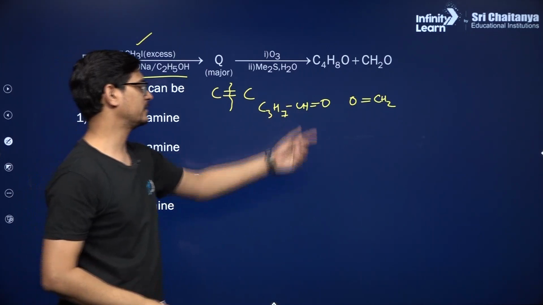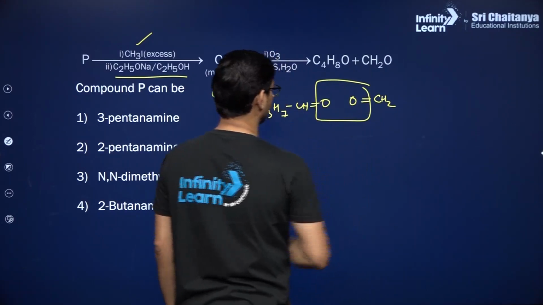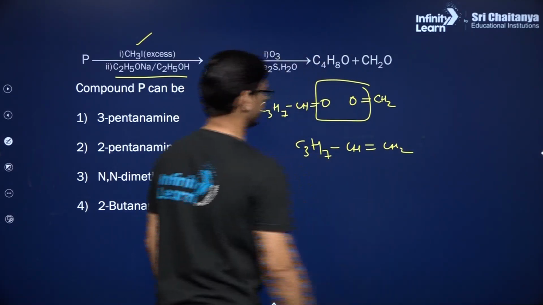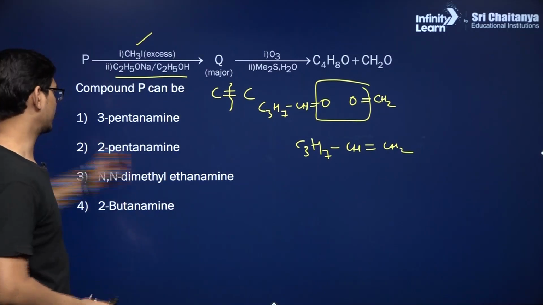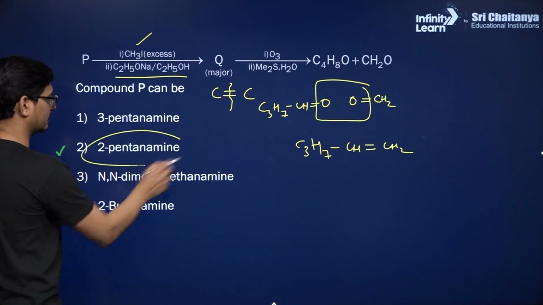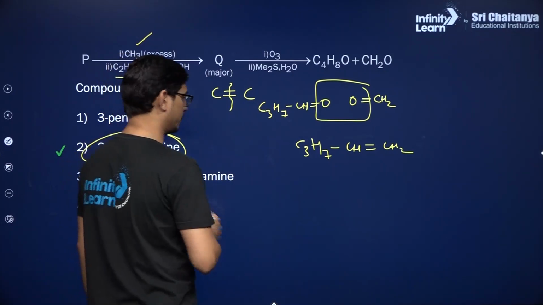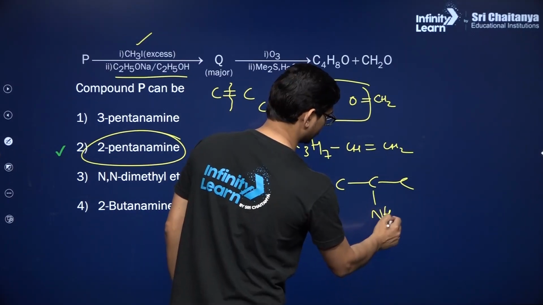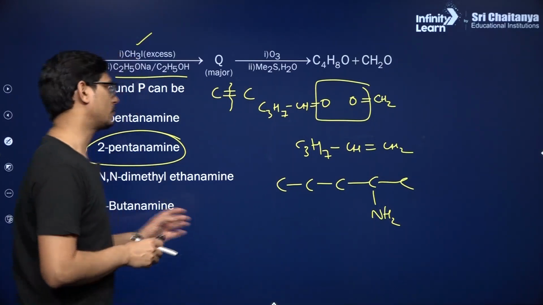C4H8O, I can write C3H7CHO, and this I can write like this. C3H7CH double bond CH2. So this is our alkene Q. Now, which of the amines can afford this alkene? If you analyze all the options, then you will find that the second compound can afford this alkene. I'll show you how. It is pentane-2-amine, which is this. Now Hofmann exhaustive methylation converts any amine into quaternary ammonium salt.